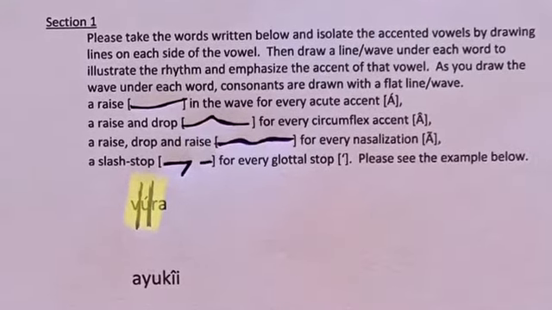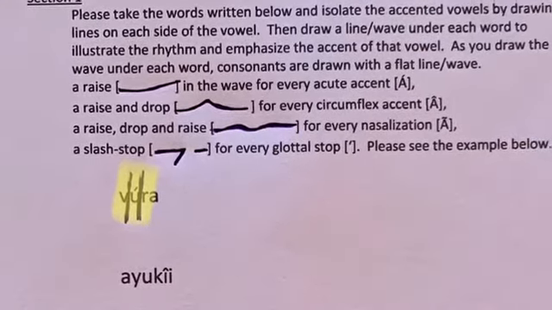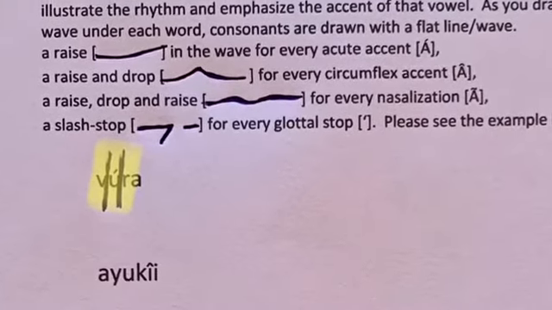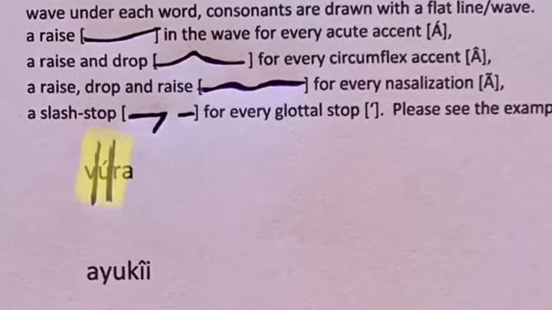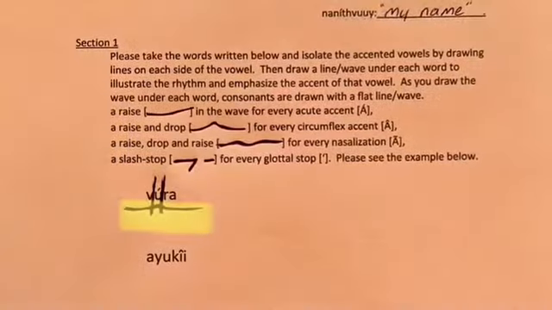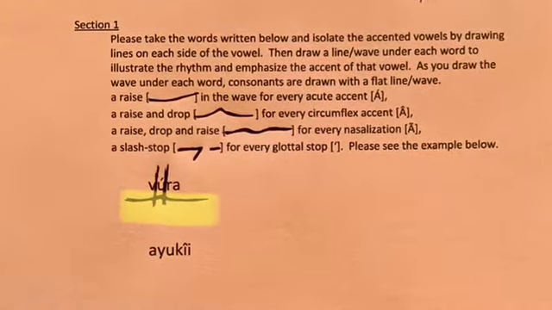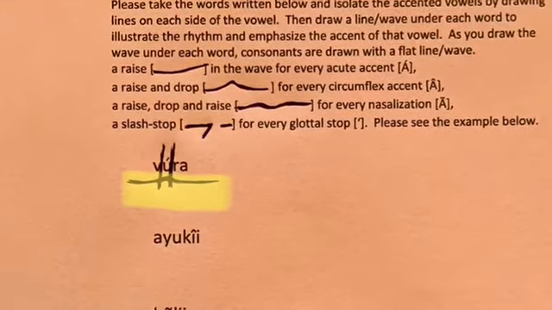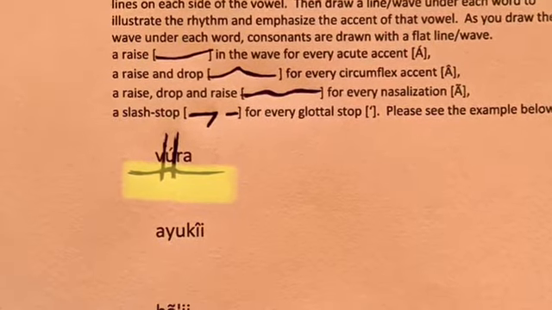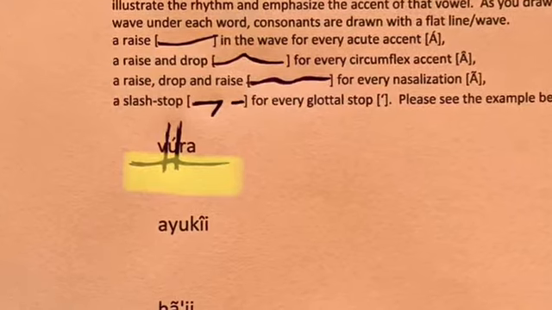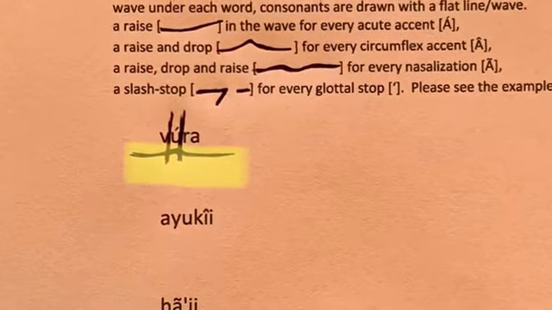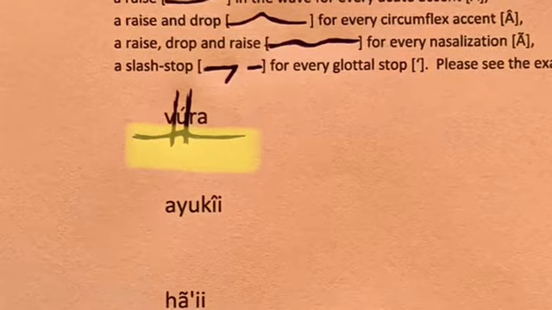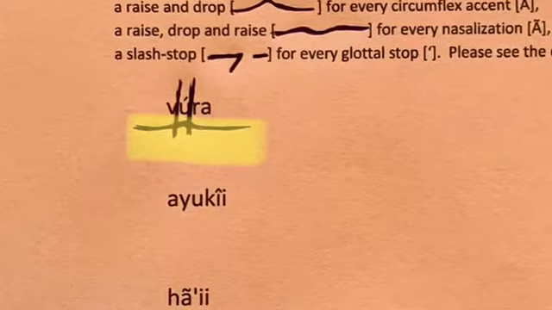While going through the examples, first we start by isolating the accented vowel. I just do that by drawing two long lines on each side of the vowel. Once that has been done for that word, then I can draw the wave. Remember, it starts out flat, and then right at the start of that accented vowel, you raise it up and continue that raise through the end of that vowel. Then you come back down.